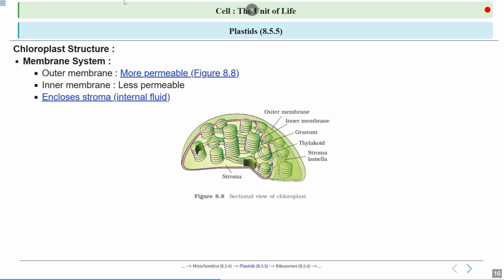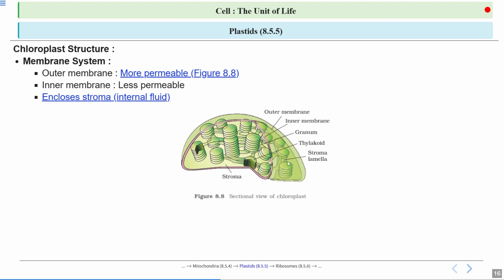So this is the image showing you a sectional view of chloroplast. This is the stroma you can see here. Okay, these are the thylakoids. The stack of thylakoid is known as the granum. In thylakoid, the light reaction occurs because thylakoid consists of all the complexes and the chlorophyll pigment as well. Okay, this is the stroma lamellae. The stroma lamellae connects the two granum.